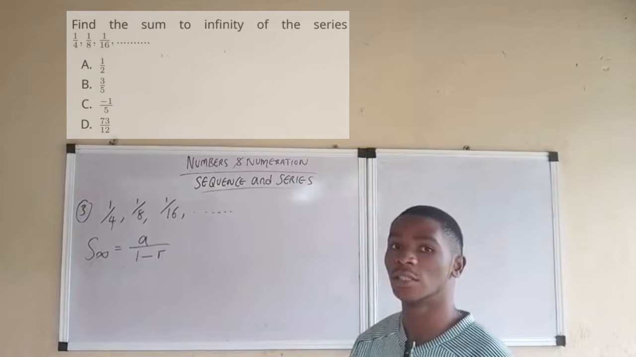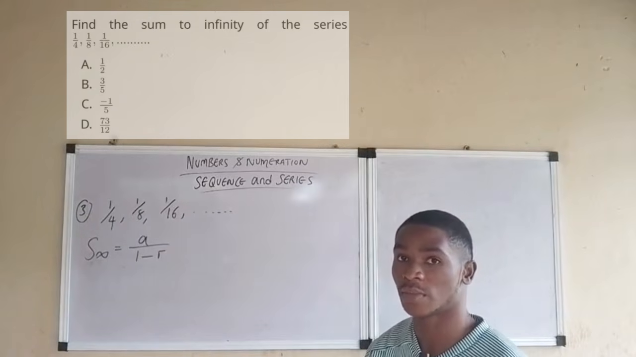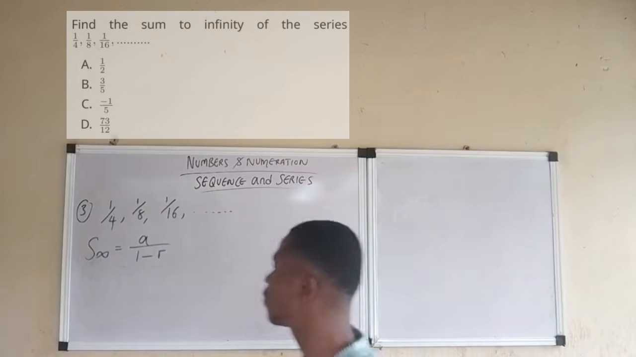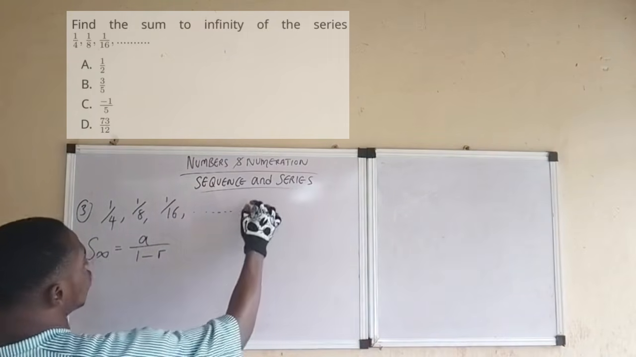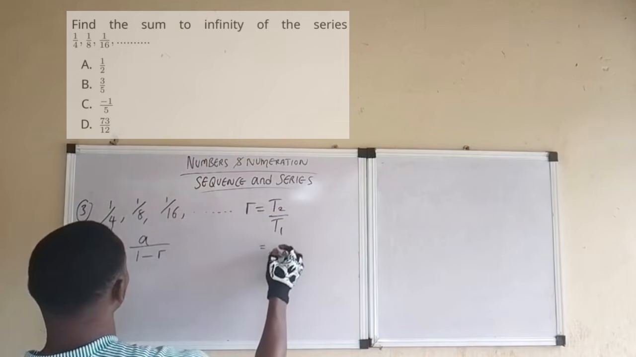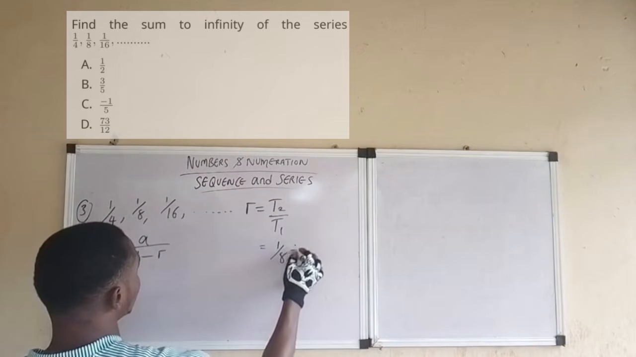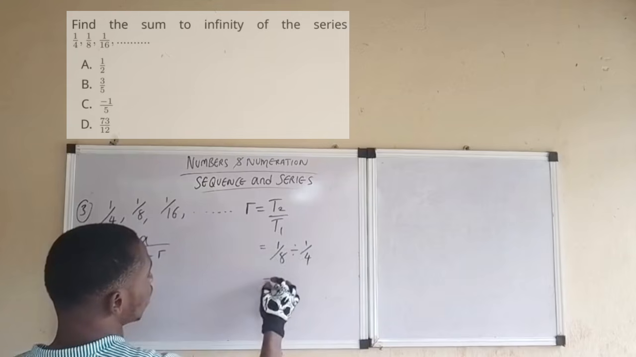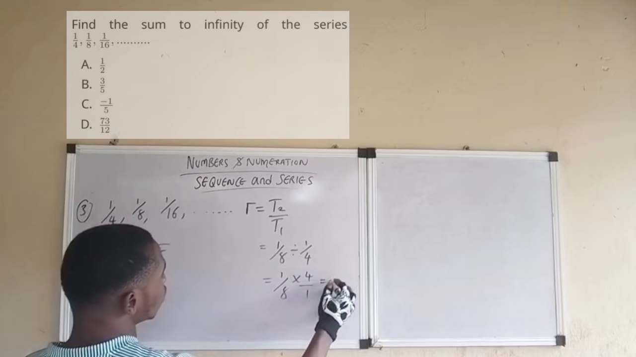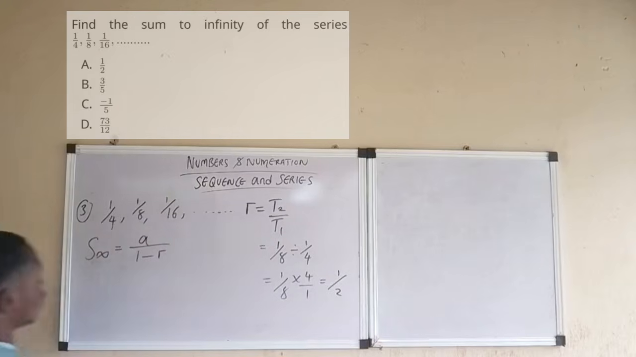Basically, it is the division between two consecutive terms that follow each other. So I can simply find my R first. Let's find R. So R in this case is equal to T2 over T1, and that is equal to what? 1 over 8 divided by 1 over 4. Applying the multiplication rule, we have times 4 over 1, and this is going to give us 1 over 2. So R is 1 over 2.